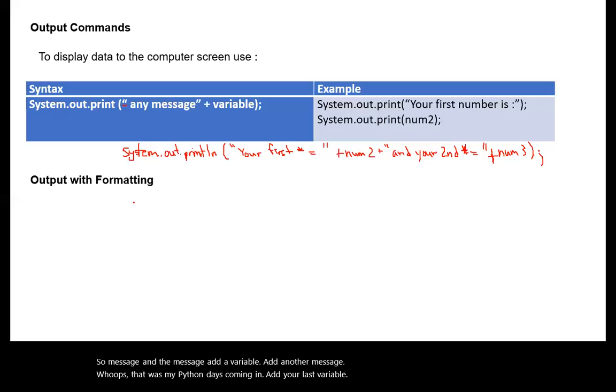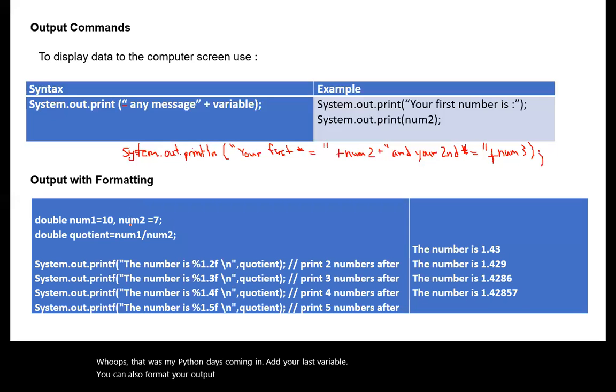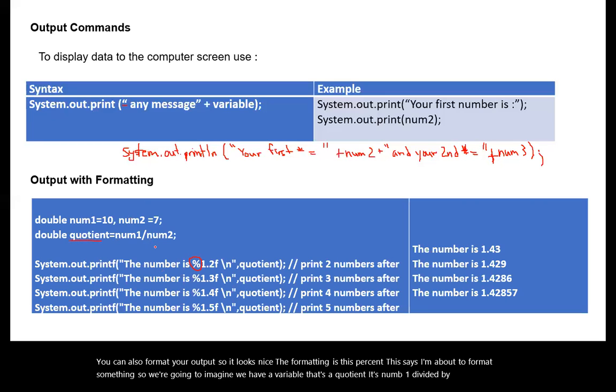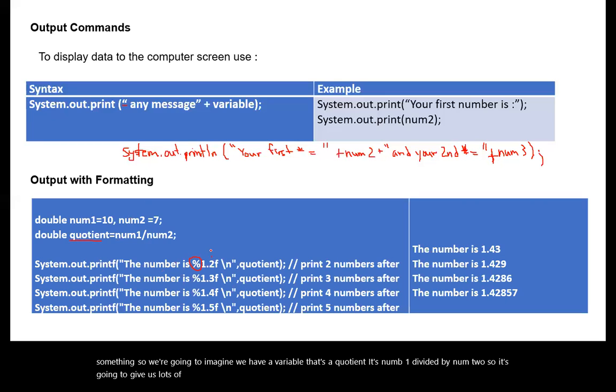You can also format your output so it looks nice. The formatting is this %. This says I'm about to format something. So we're going to imagine we have a variable that's a quotient. It's num1 divided by num2, so it's going to give us lots of decimals. And we want to only have 2 numbers after the decimal. So perhaps you only want to see 2 of them. So you can format it.